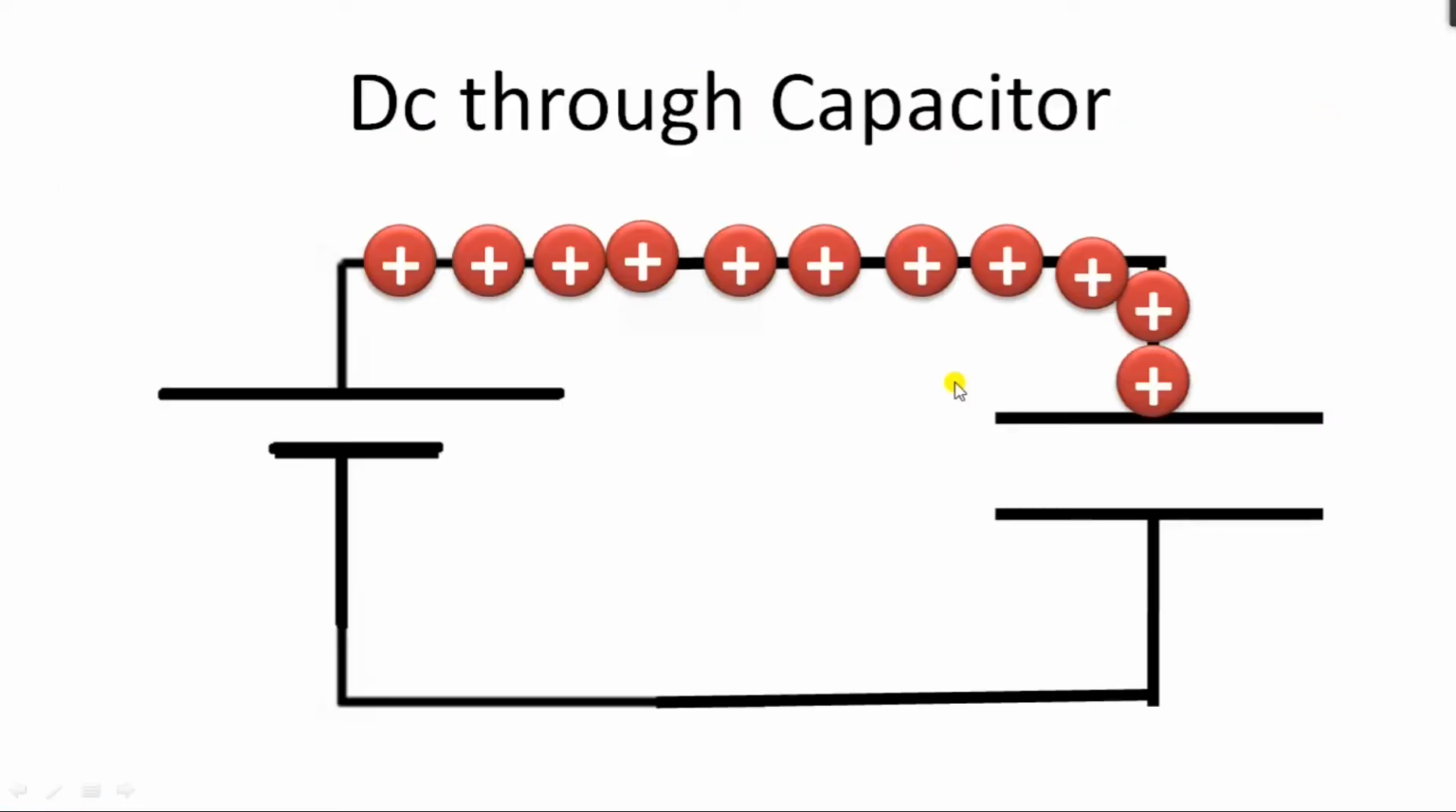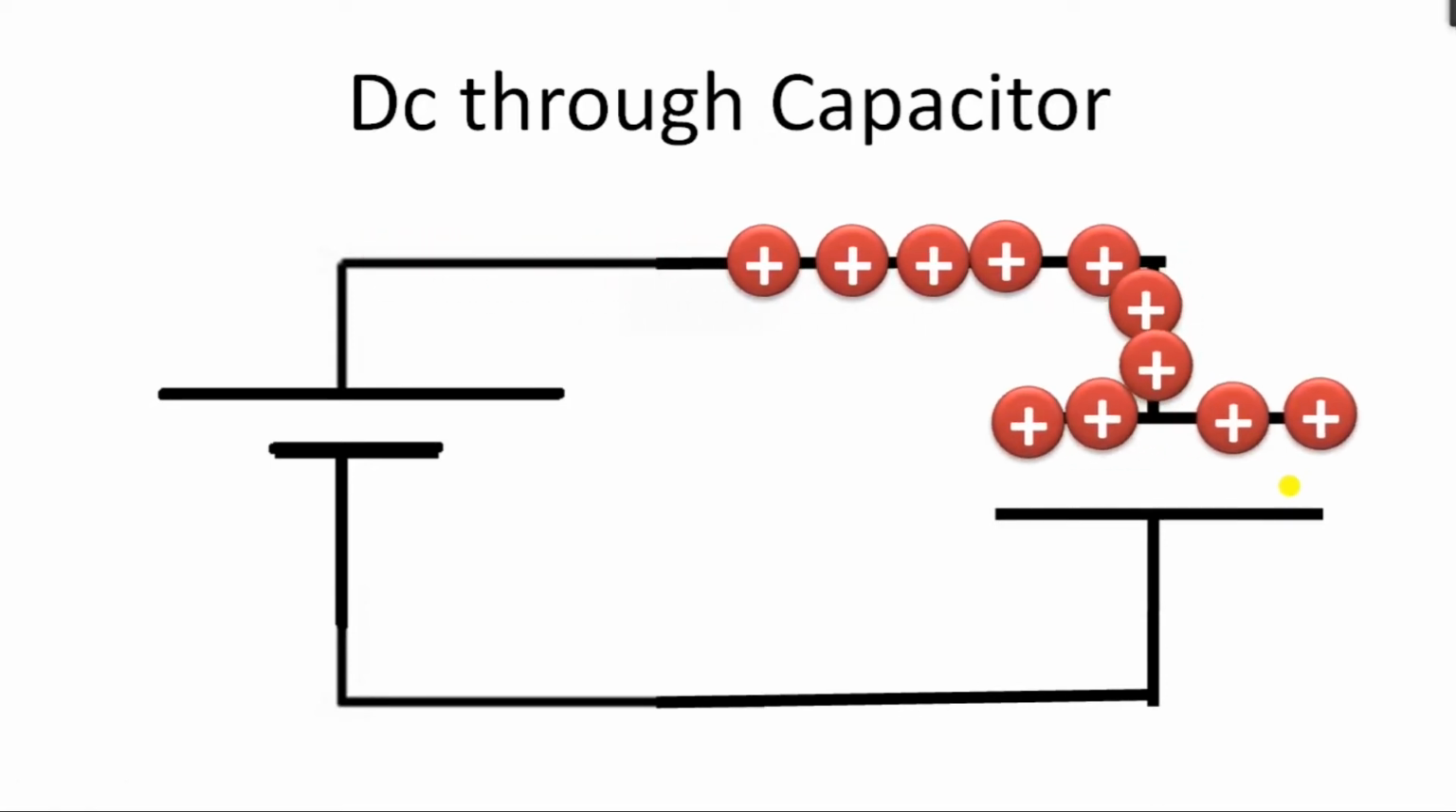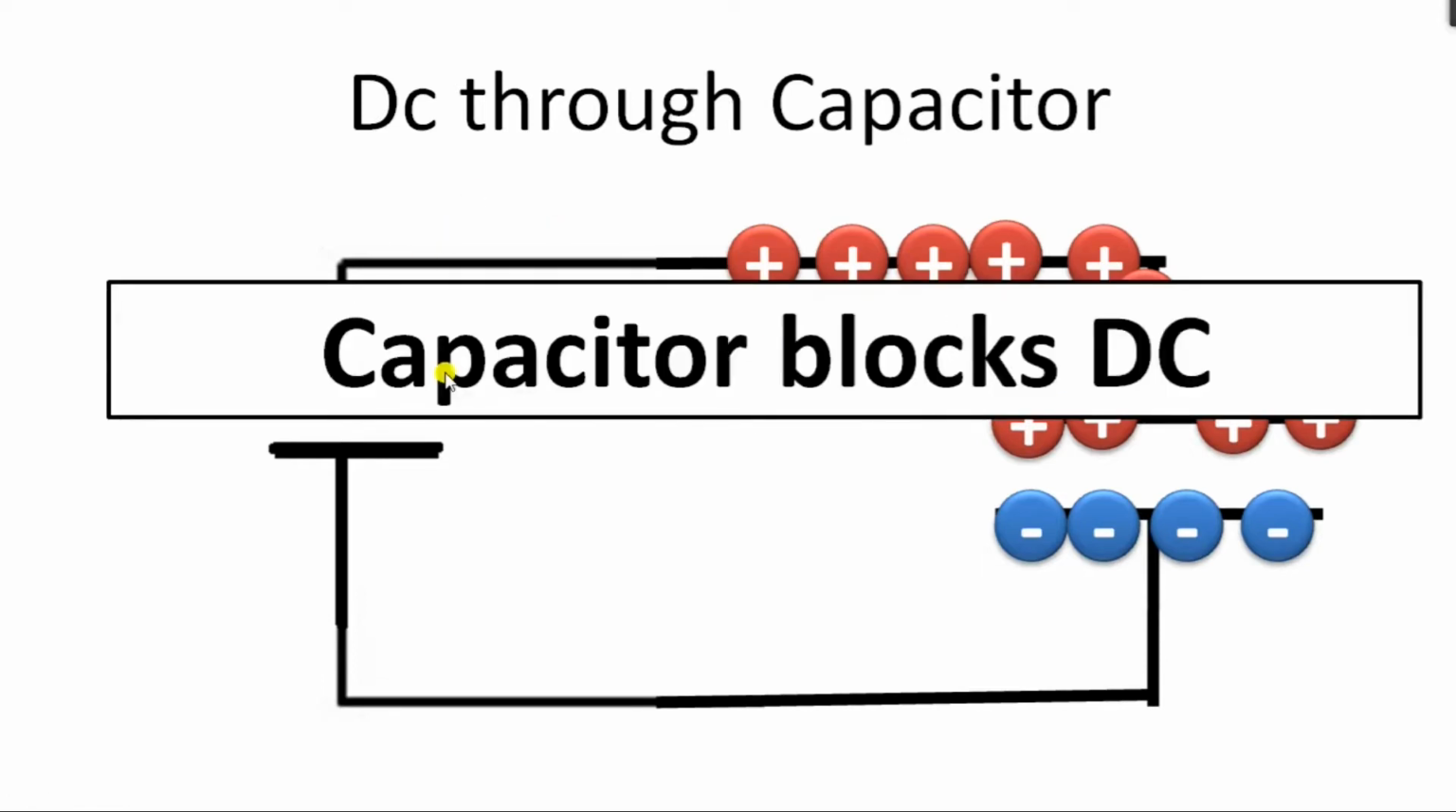Now let us see what happens to the DC when it is passed through a capacitor. Out here you can see there is a cell which is connected to a capacitor, and when we switch on the circuit, positive charge flows towards one of the plates and the capacitor becomes charged, and the other plate gets negative charge. After the capacitor is fully charged, the current stops flowing because the charge cannot jump from one plate to another plate. So after some time current stops flowing. That means a capacitor blocks DC.